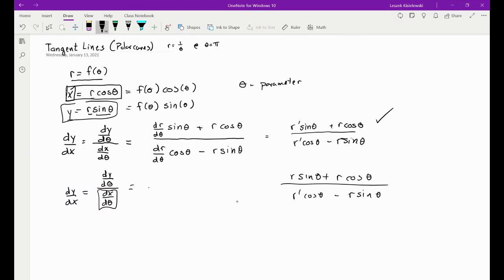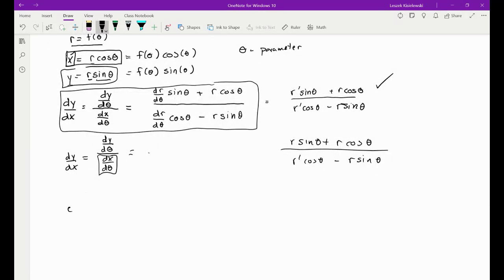Okay, so this formula for dy dx for a polar curve, in a sense, you already know if you know the formula for dy dx for a parametric curve. Okay, so you'll be using that as well.